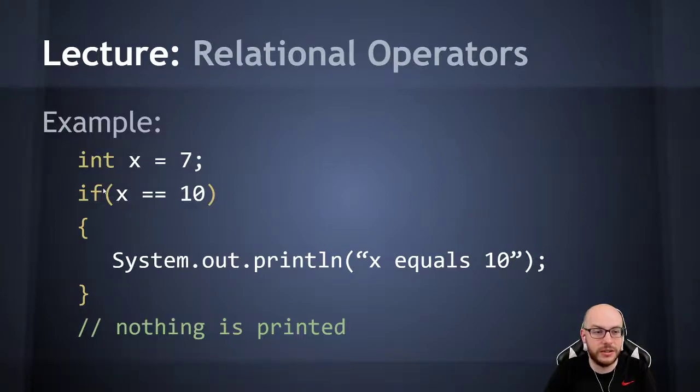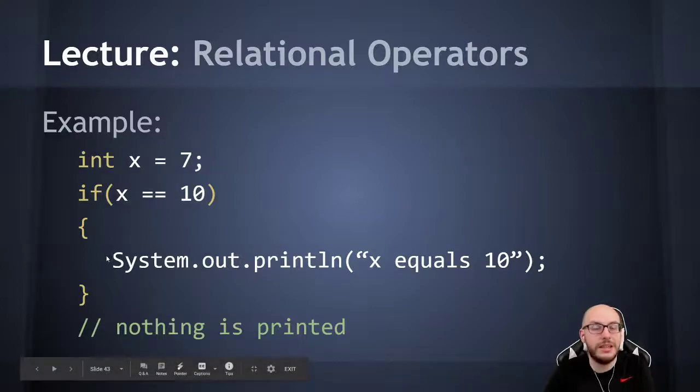Let's look at a slightly different variation. I'm going to take x, which has a value of 7, and ask, is 7 equal to 10? This is false. I would get a false value here in my condition because of this relational operator. So we would skip over the body, and literally nothing is printed. This is if this SOP doesn't exist.